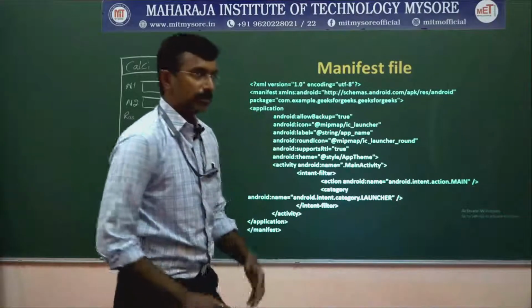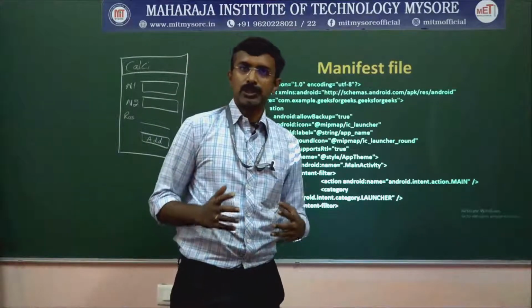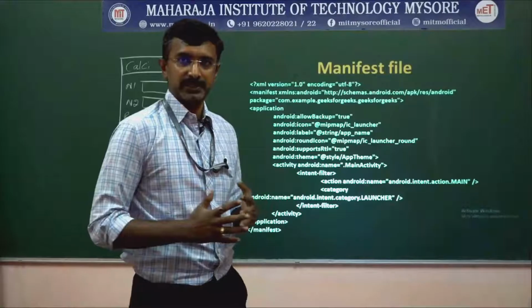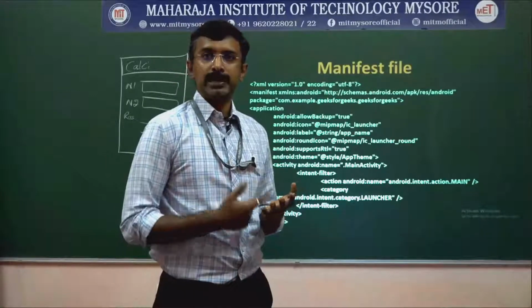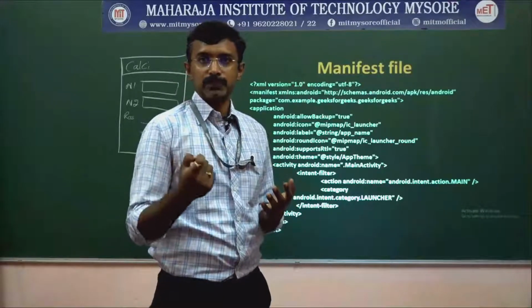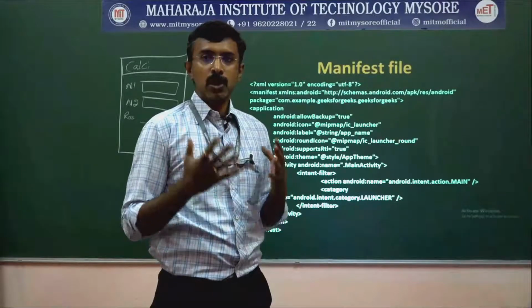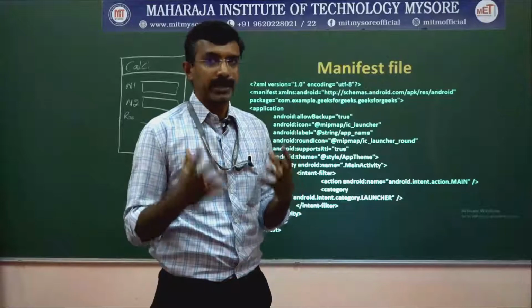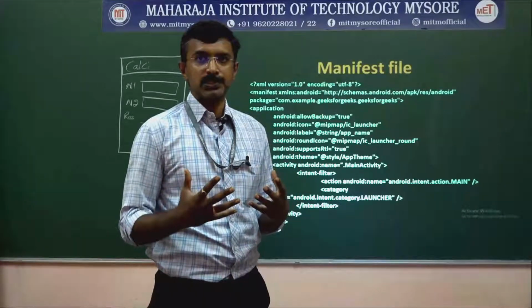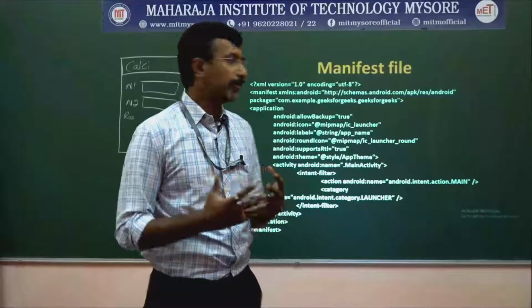As we discussed, the manifest file is the one which includes all your components. For example, it could be an activity, a service provider, a resource, or a broadcast receiver. All this information, the metadata of the complete application, will be saved in your manifest file.